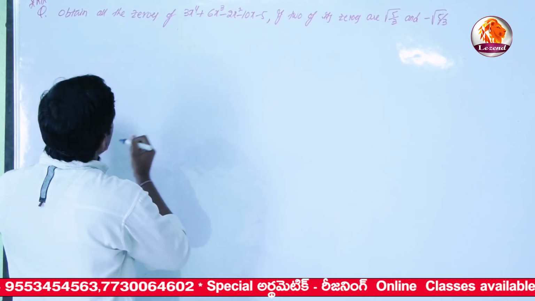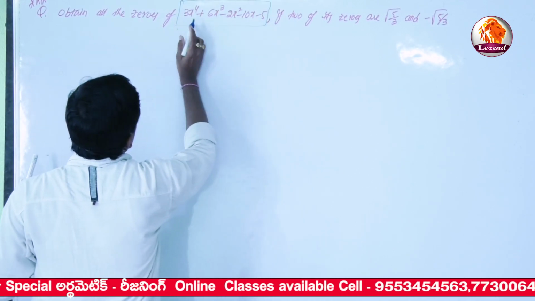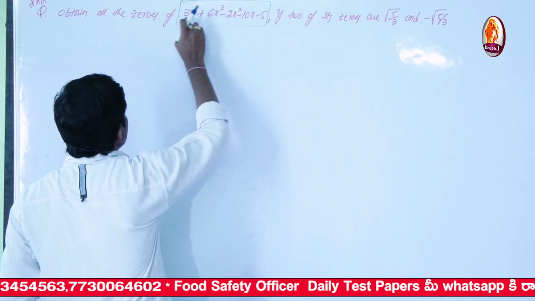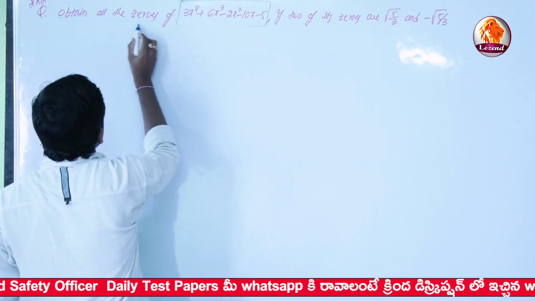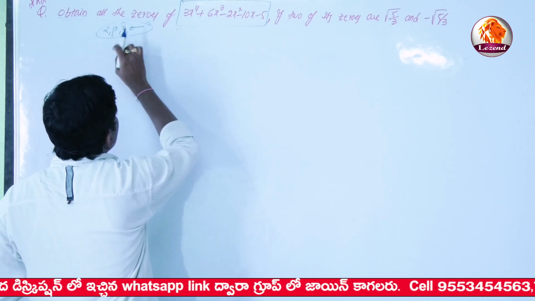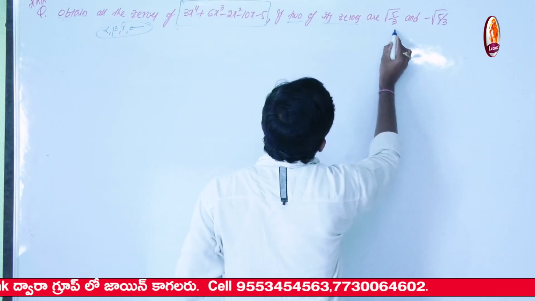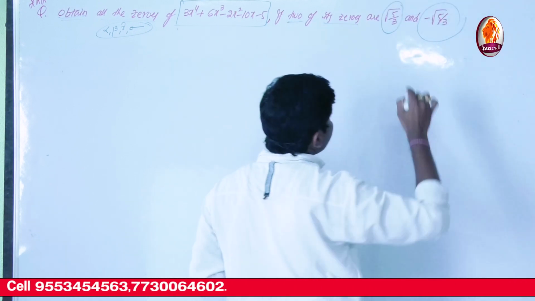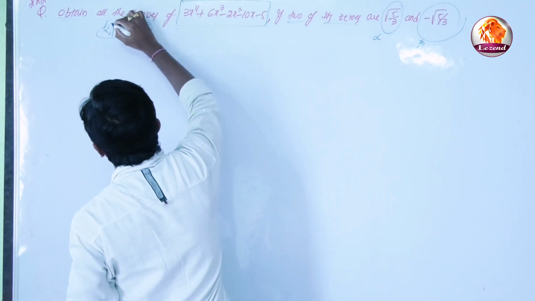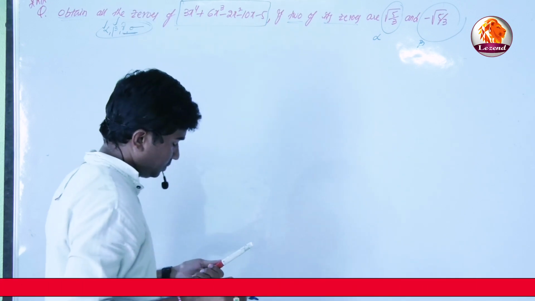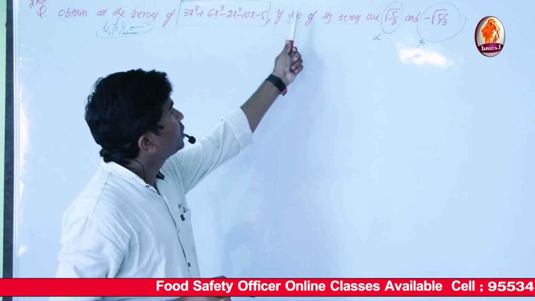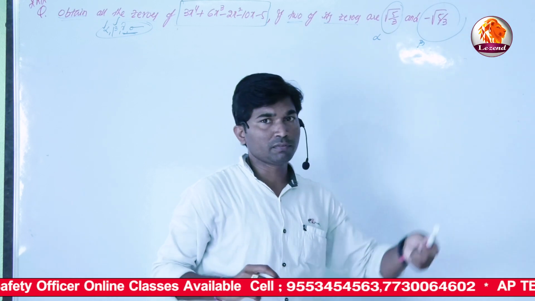In this case, this is a biquadratic polynomial. The highest power of the variable is 4. Obtain all the zeros. Totally how many will we get? Alpha, beta, gamma, sigma: these are the 4 roots. Out of 4, 2 of its zeros are root of 5 by 3 and minus root of 5 by 3. This is the first root, this is the second root. So alpha and beta are given; find gamma and sigma. That is the question.